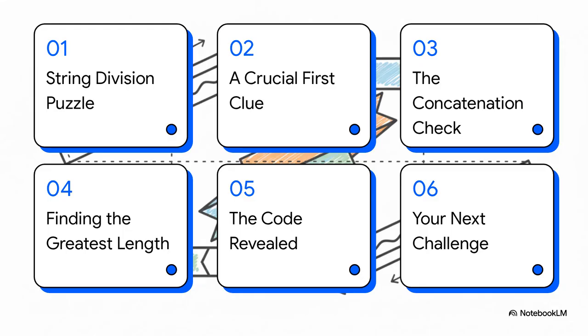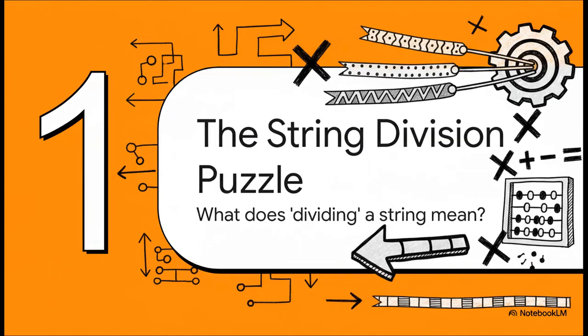It sounds weird, but the logic is actually super elegant once you see it. We'll walk through it step by step. First, we have to figure out what string division even means. Then, we'll hunt for a clue that leads to this amazing aha moment. After that, we'll bring a little math back in to find the final piece, and then see how it all comes together in just a few lines of code. Right. So, let's tackle that first big question.